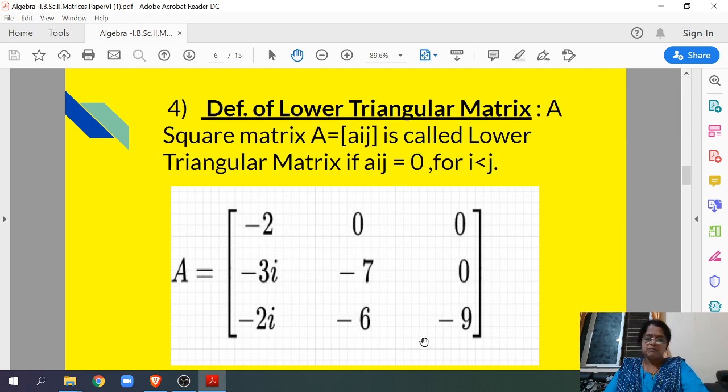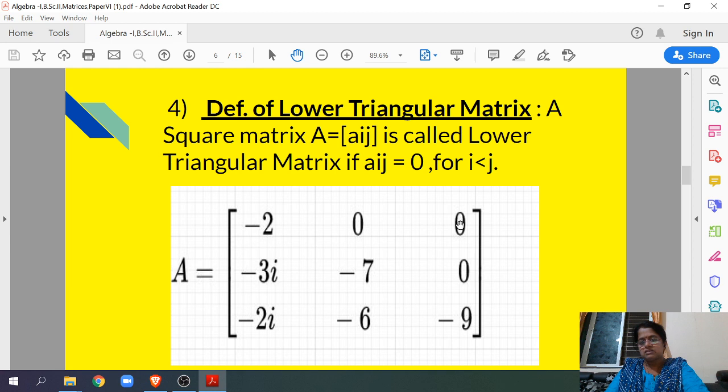Now we will see what is the definition of lower triangular matrix. A square matrix A equal to Aij is called a lower triangular matrix if Aij is equal to 0 for i less than j. Now i is the number of the row, j is the number of the column. Now consider one element which is present in the first row and second column. First row and second column means this is the A12 element. Now A12 element, that is, 1 is less than 2, therefore this number should be 0.